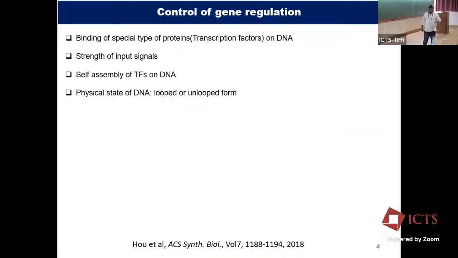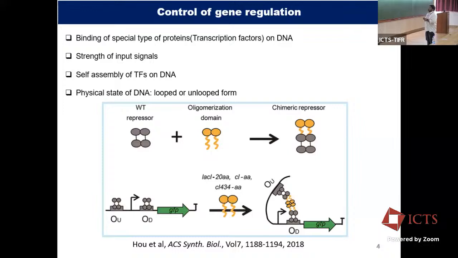So what are the regulatory regions for this gene expression, where the regulation happens? There is a special type of proteins which are called transcription factors. They bind on DNA, and that's how they control. And there is the strength of the input signal that is responsible. This input signal can be anything externally added, any biomolecule or compound, for example, insulin, or it can be related to phosphorylation or acetylation also. And there can be self-assembly of this transcription factor also.